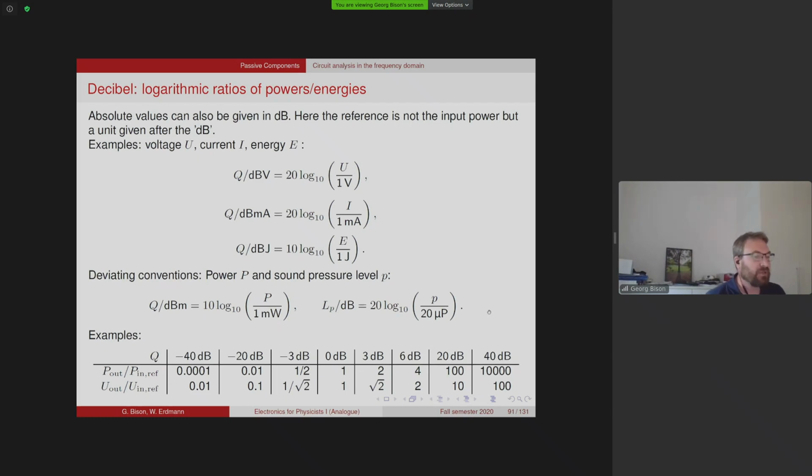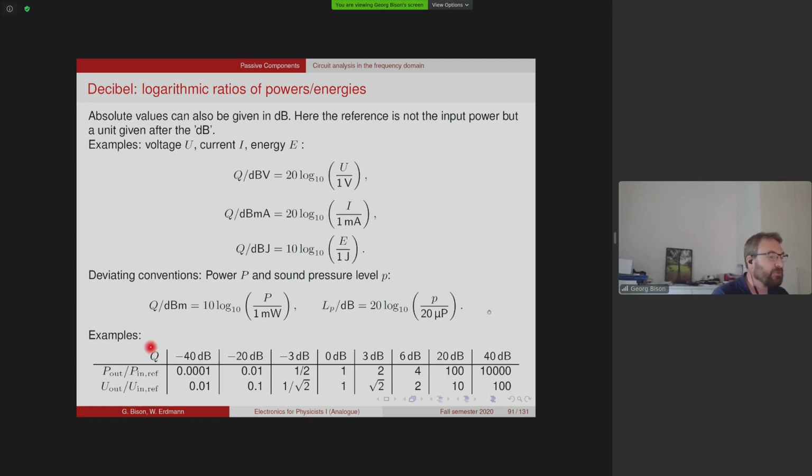The other exception that I know of is sound pressure. You probably have heard about sound being specified in decibels. And there one doesn't say what the reference quantity is, and the reference quantity is 20 micropascals as the sound pressure. And I think this is the hearing threshold of an average human. So 0 decibels is what you can hear, like the smallest sound you can hear.